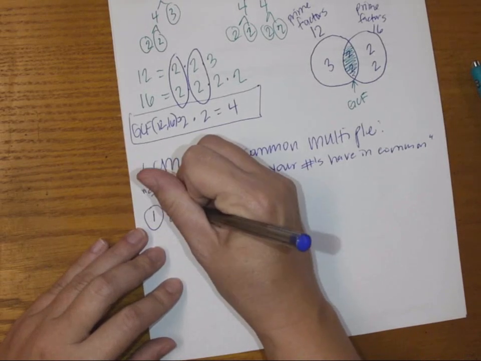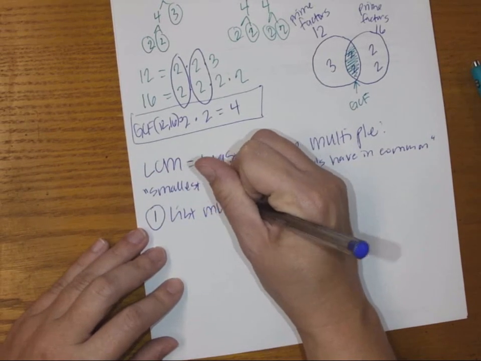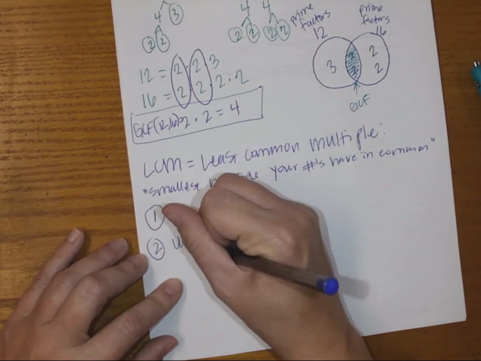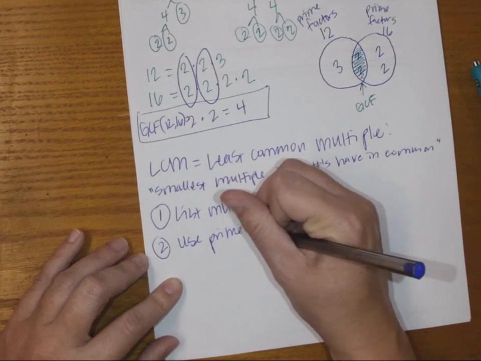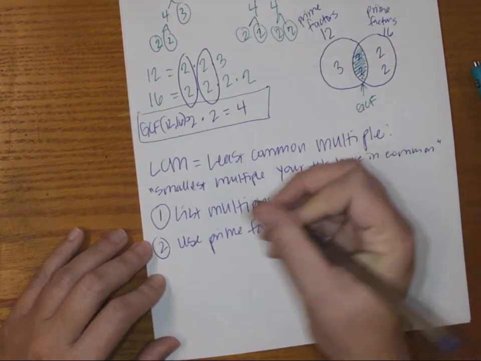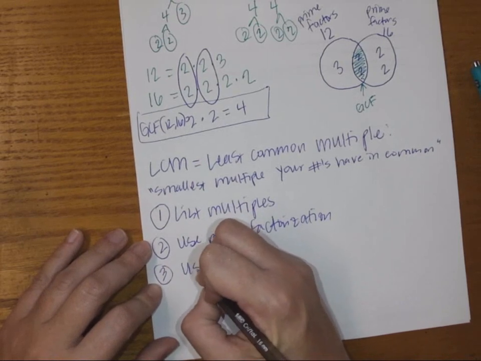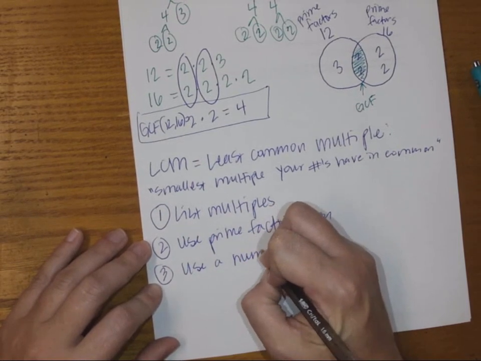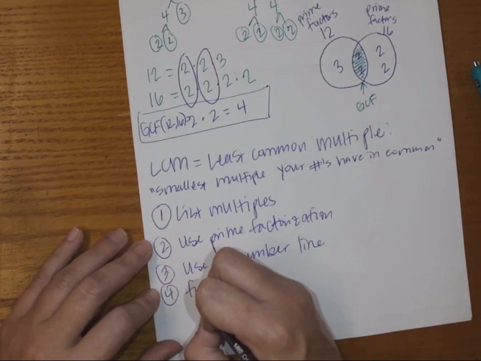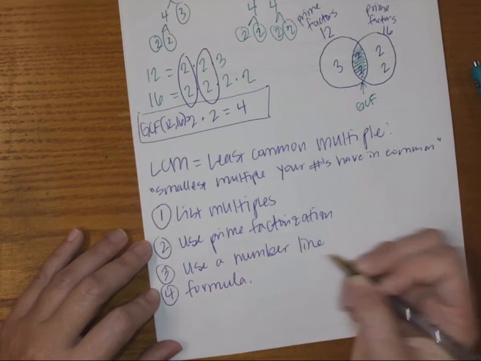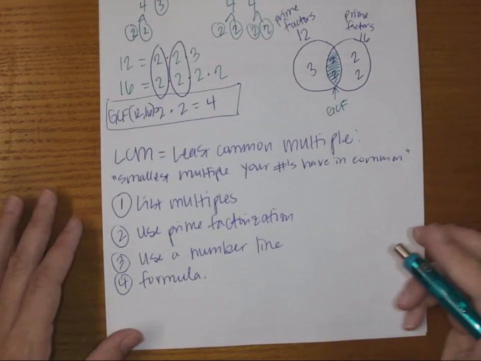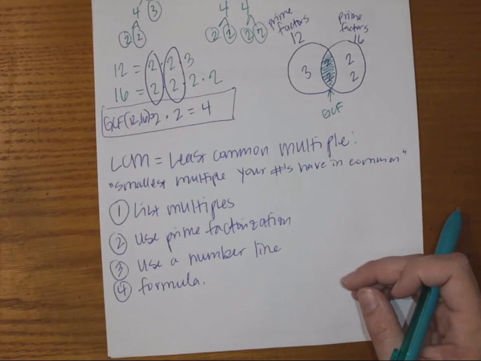The first way is I can list my multiples just like I did before with the factors. The second way is I can use prime factorization just like I did with the factors. The other 2 ways I can do for this, I can use a number line to show it, and I also have a formula for it. Okay, so we're going to do all 4 of those. Okay, so the first way, listing multiples.